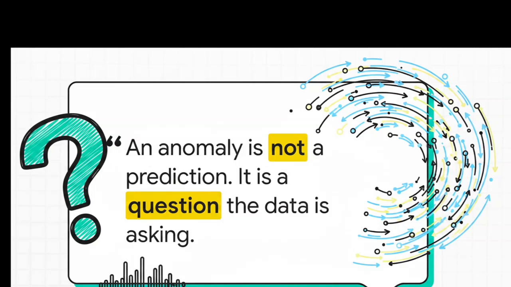So, if there is just one thing that you take away from all of this, please make it this. An anomaly is not a prediction. It's a question that the data itself is asking us. The cascade is asking, hey, does one resolution trigger a bunch of others? And so far, the data has only given us one answer. Our job is just to wait and to listen for the next one.